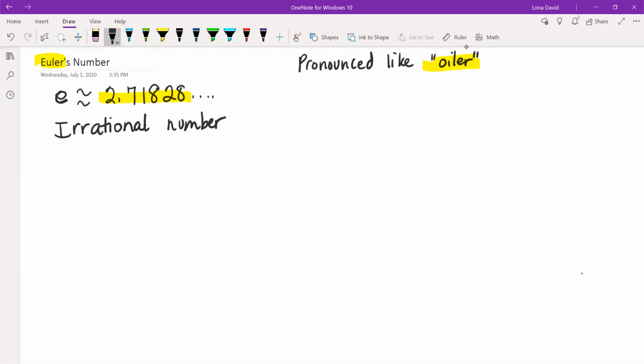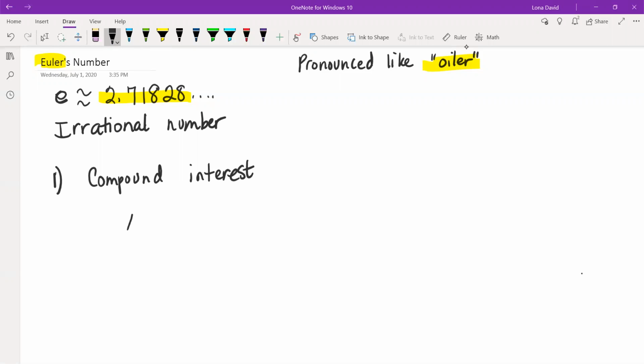Okay, so where does this number show up? Well, one of the first examples you might hear about is in compound interest. So that'll be my first example here, is in compound interest. And if you're not familiar with compound interest, then maybe you can learn a wee bit about it right now.